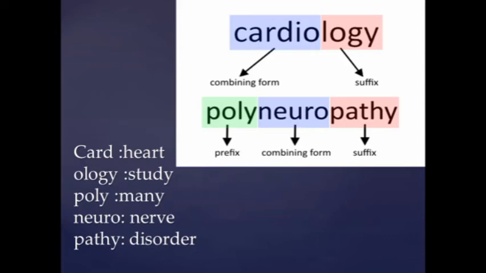Another example, polyneuropathy. So poly is the prefix, neur is the neuron or the nerve, and O is the combining vowel, so neuro is a combining form. Pathy means a disorder, so it's many nerve disorder. Okay, so many nerve disorder. So here you saw two examples of the combining form, and the first one used an I as a combining vowel, the second one used an O.